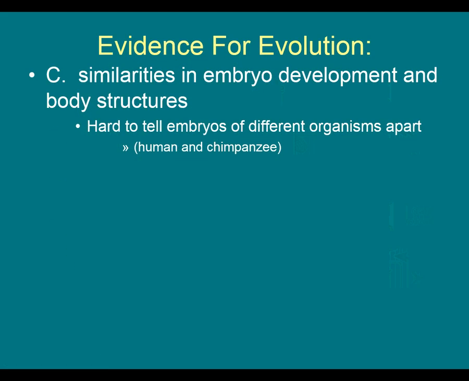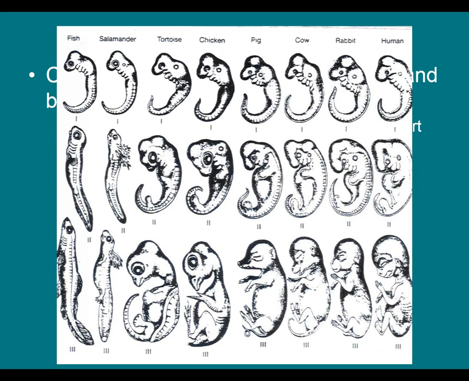So another piece of evidence is similarities in embryo development and body structure. So here's kind of a cool picture. This is essentially the fish, salamander, tortoise, chicken, pig, cow, rabbit, and human all at the first stage of embryonic development. What we see is that all these organisms are very, very similar. Okay, so they start to diverge a little bit later. Okay, so we start to see some very characteristic shapes in the fish and the salamander, but the tortoise, the chicken, the pig, the cow, the rabbit, and human still look fairly similar going forward.